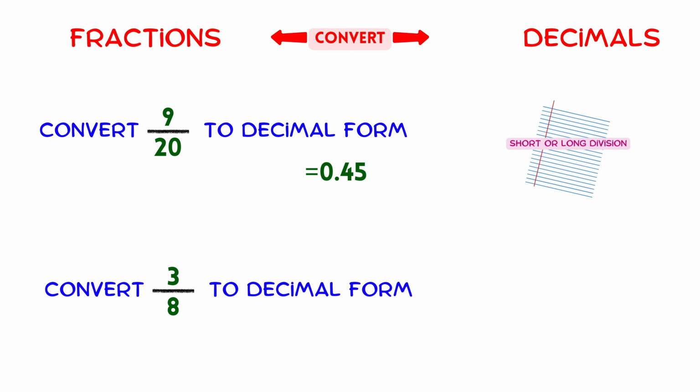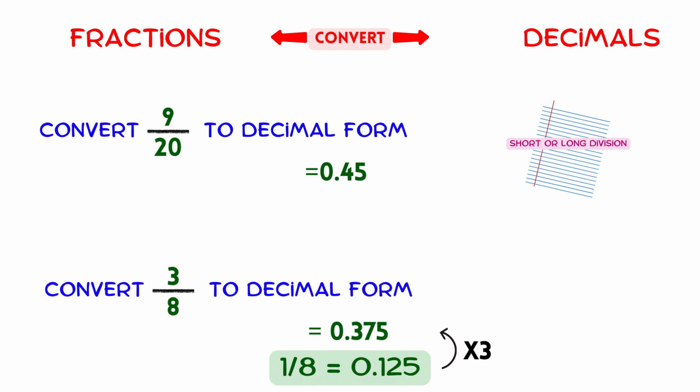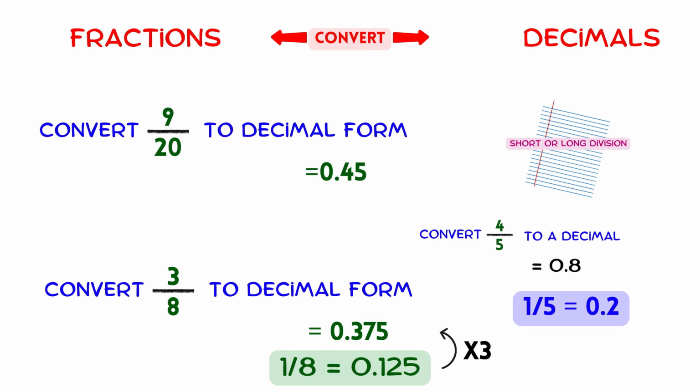For this second division, where we need to convert 3 over 8, we just do 3 divided by 8, which is 0.375, and the way I would work that out in my head is that I already know that 1/8 is 0.125, so I just times that by 3 because we're looking for 3/8, which is basically 3 sets of 1/8.